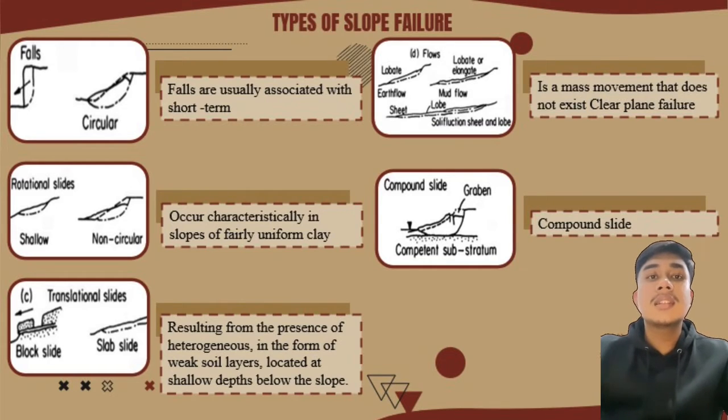Okay, the third is translational slide. Translational slides occur when the hard soil plate is close to the slope surface. This slope is in sandy and rough area. This phenomena occur when there is a change in weather and result in reduced soil strength.